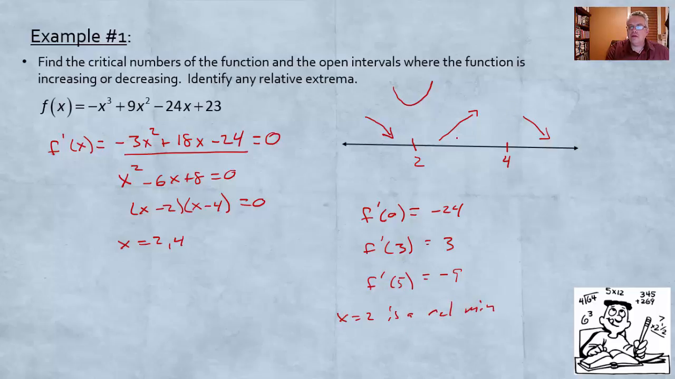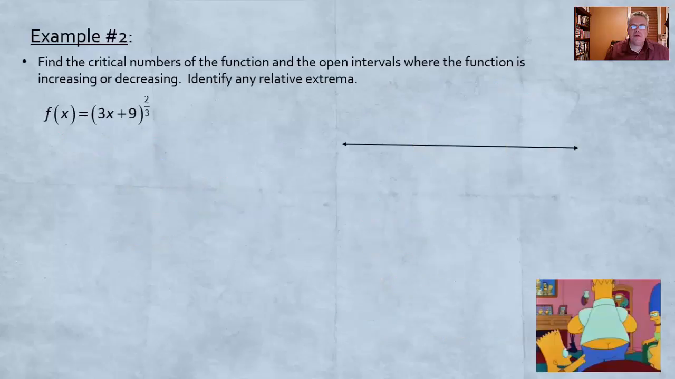And right here, the function is going up, then it turns around and goes down. That must look like that. That is a relative maximum. Okay, we finished our job. First example done. Okay, let's move on to this one.